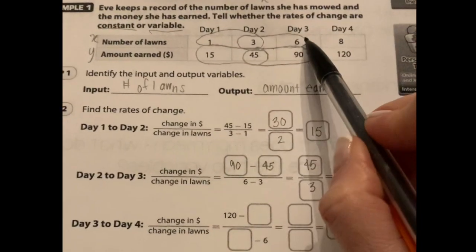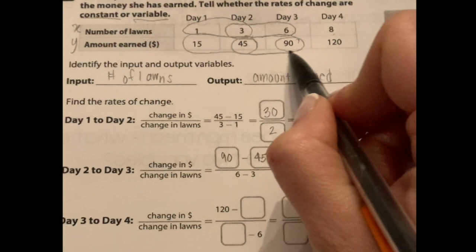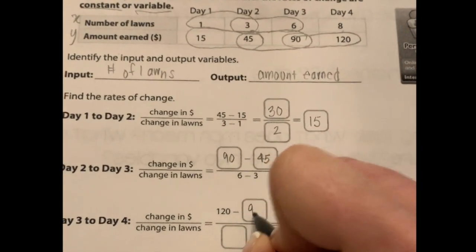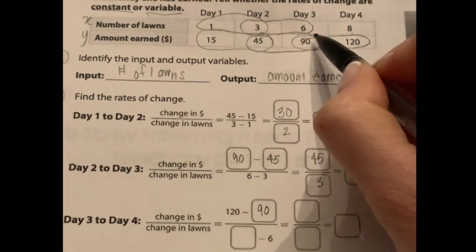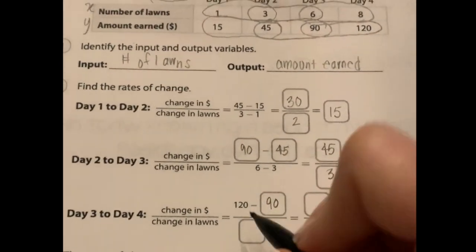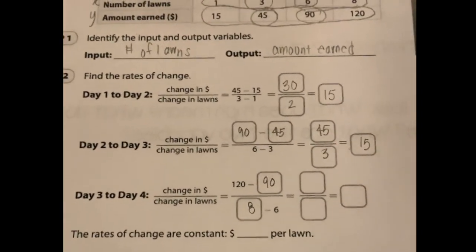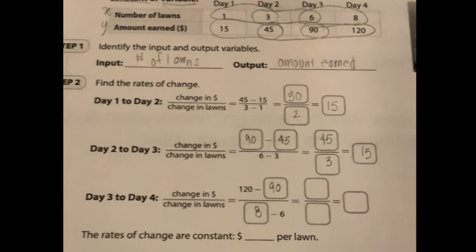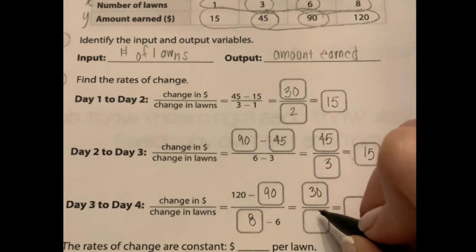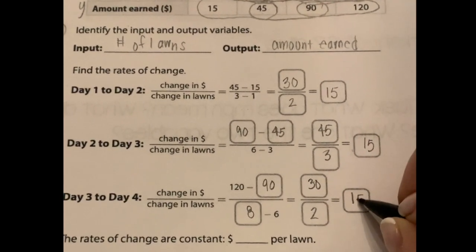Finally, we're looking from day 3 to 4, so we're looking at the change again between the amount earned. So that's going to be 120 minus 90, and then it's going to be over 8 minus 6. Okay, so now 120 minus 90, that's going to give us 30 again. And 8 minus 6 gives us 2. 30 divided by 2 is 15.